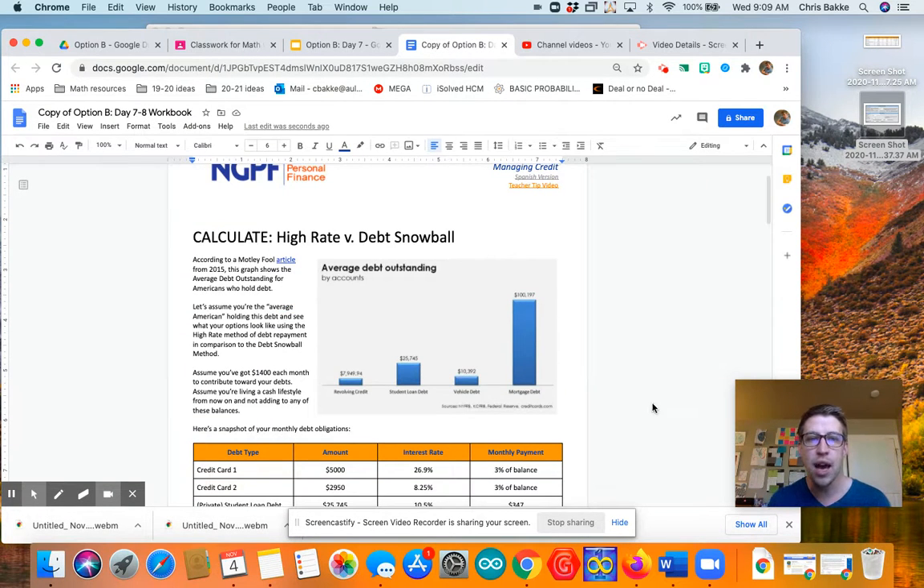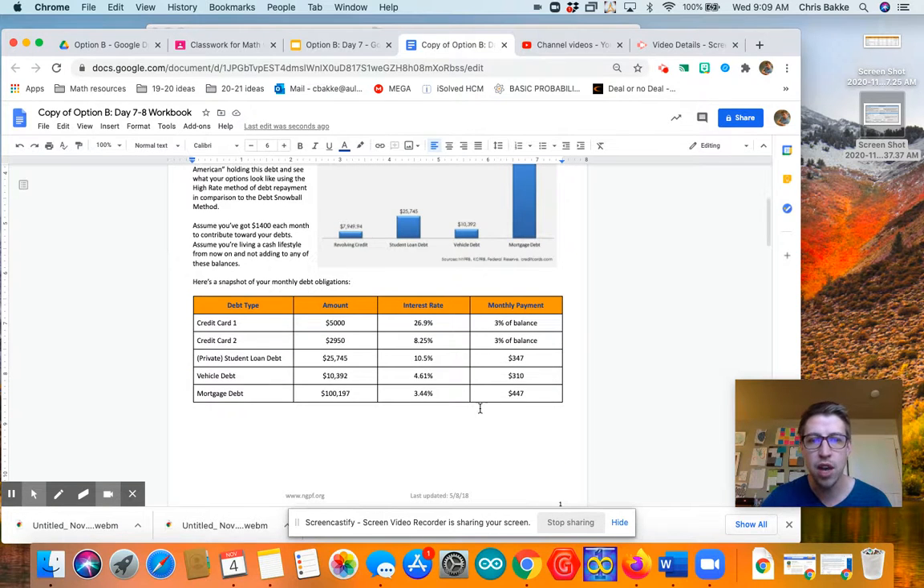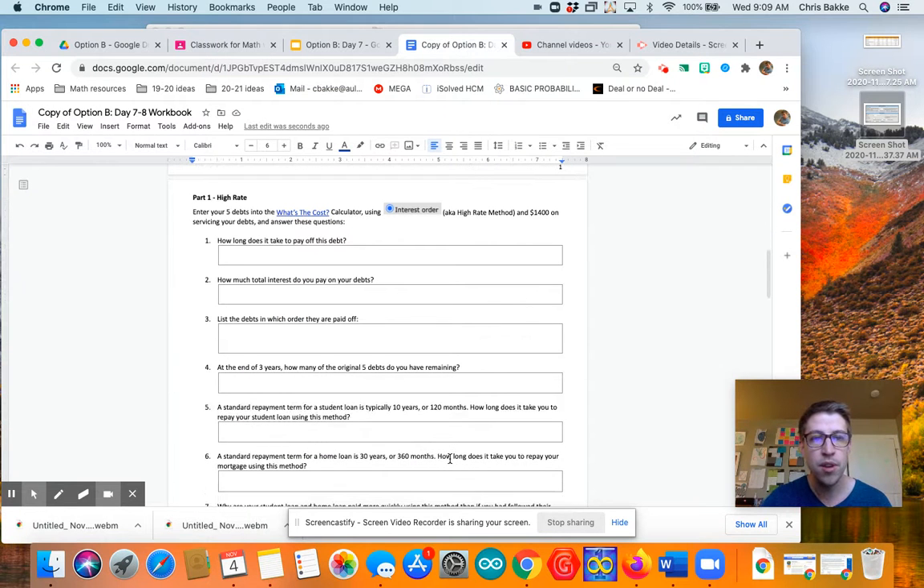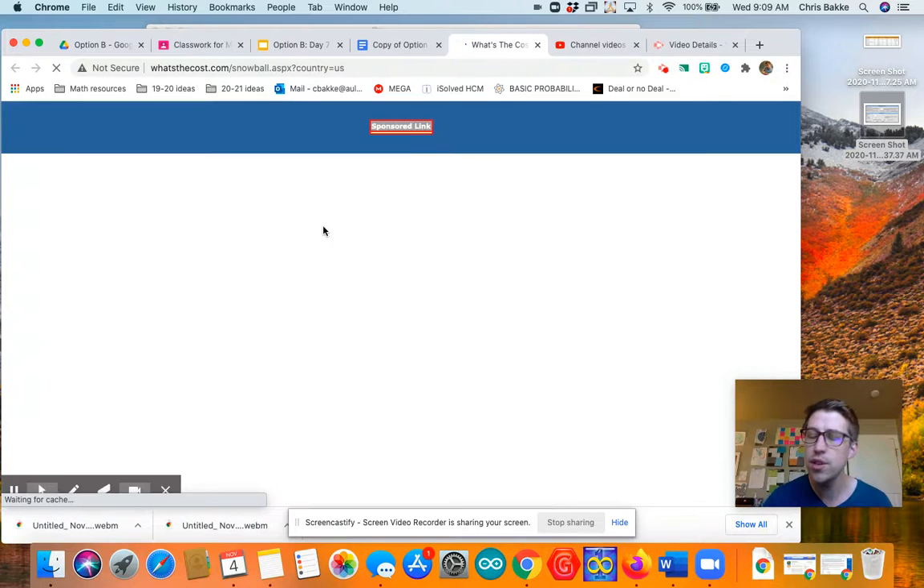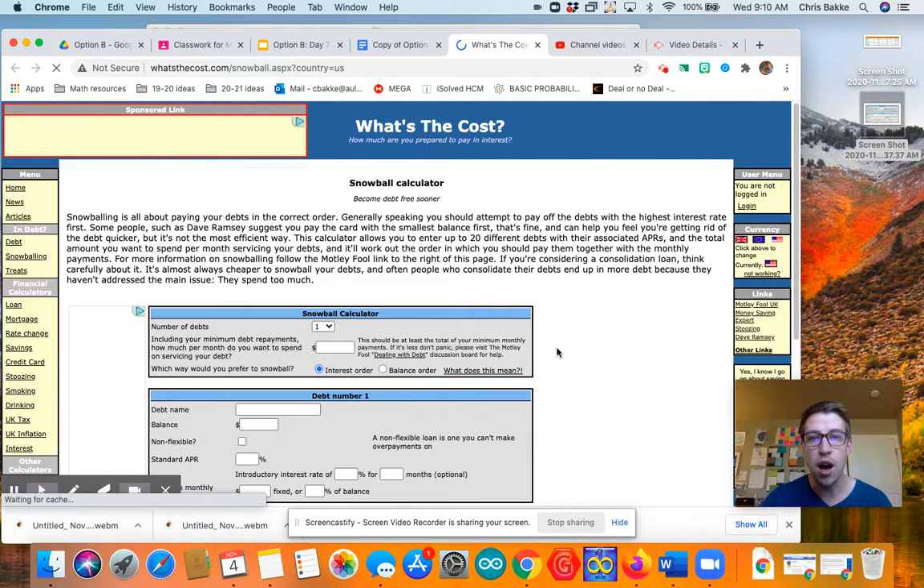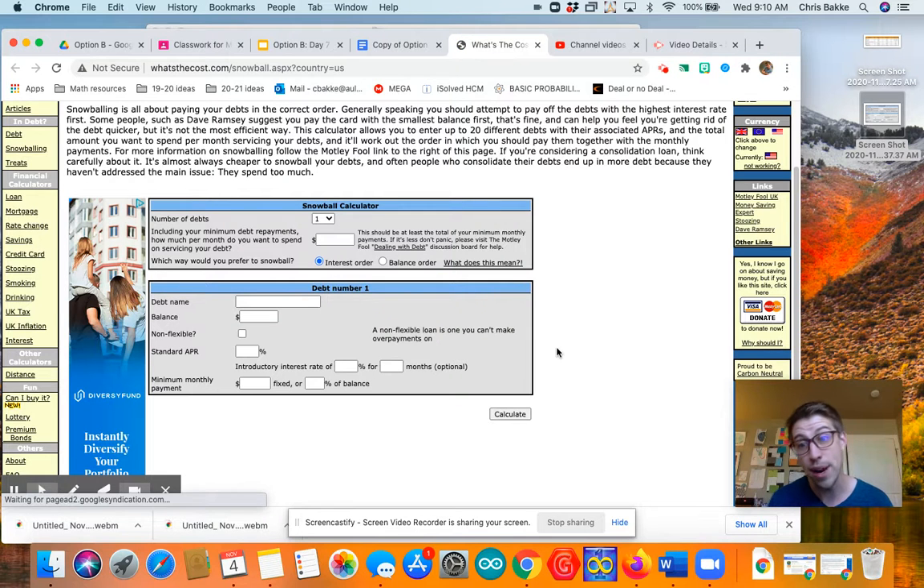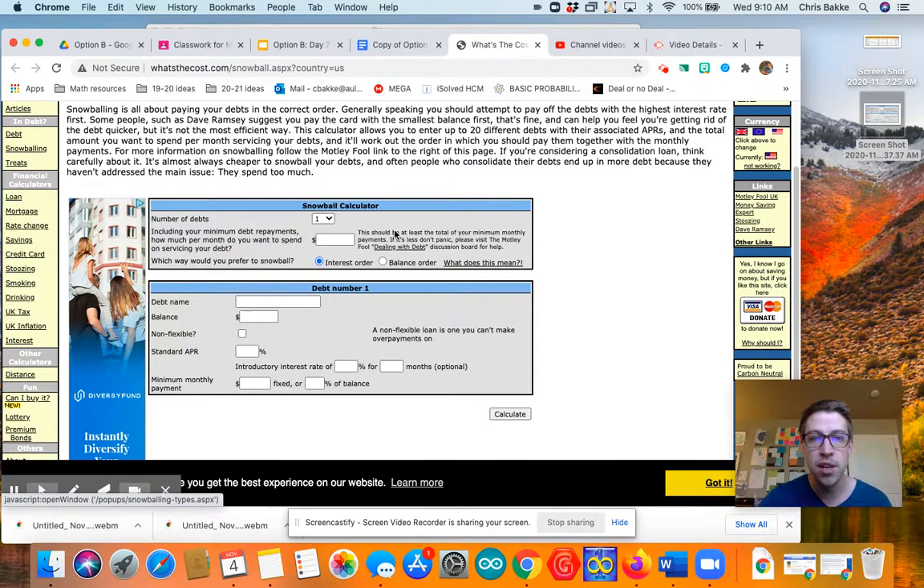Are we going to do the high rate versus the debt snowball? So you've already seen this chart that I talked about. These are going to be the 5 things that we're going to pretend that you owe in your life. Those are your 5 pieces of debt that you owe banks and credit card companies. So we are going to click on this little what's the cost calculator. And this is going to walk us through being able to understand how much money we can save or waste depending on these options. So first we're going to change this to 5 different debts.